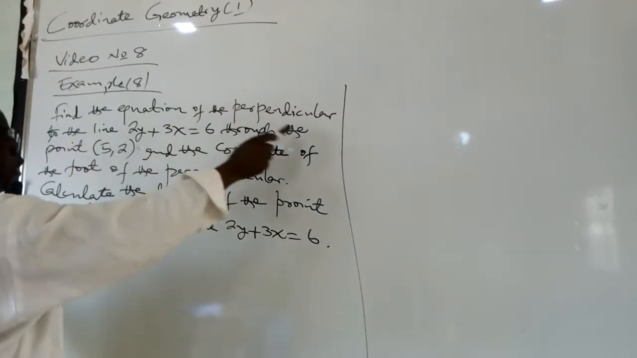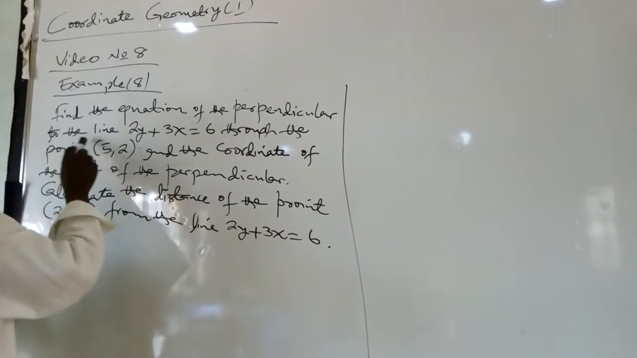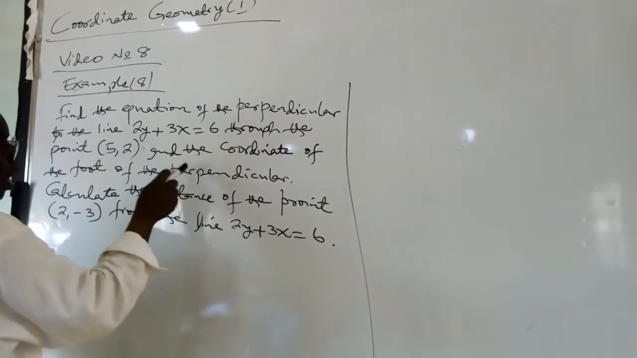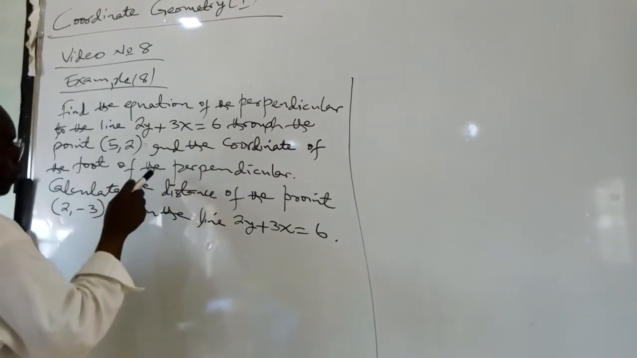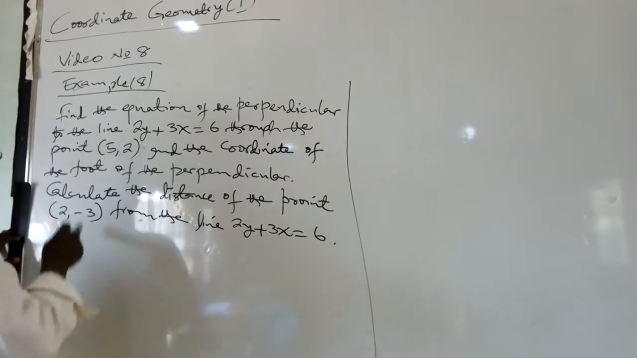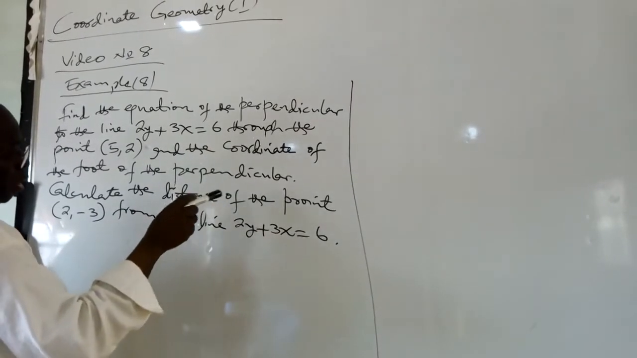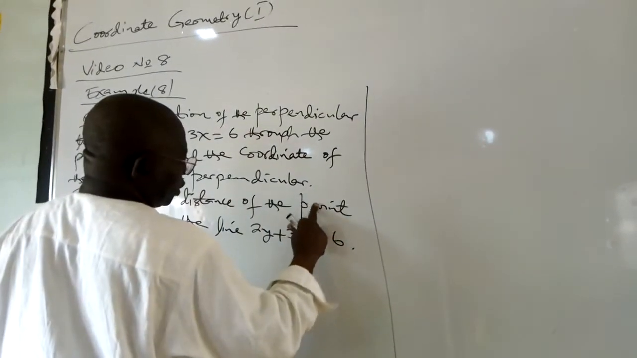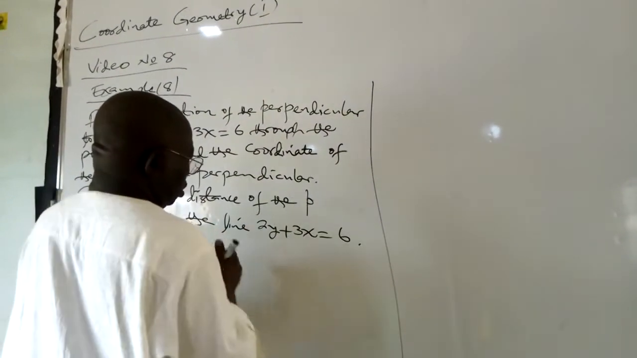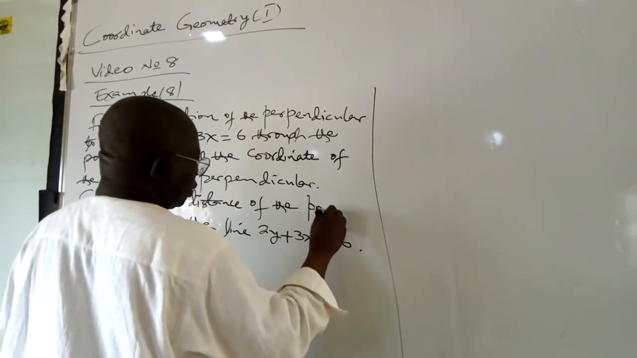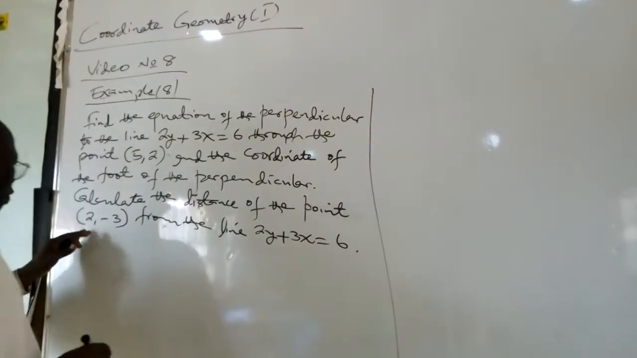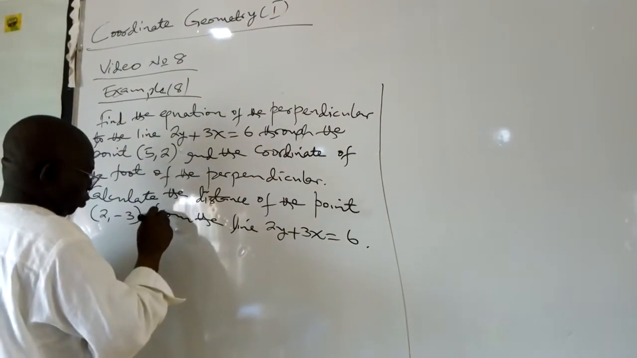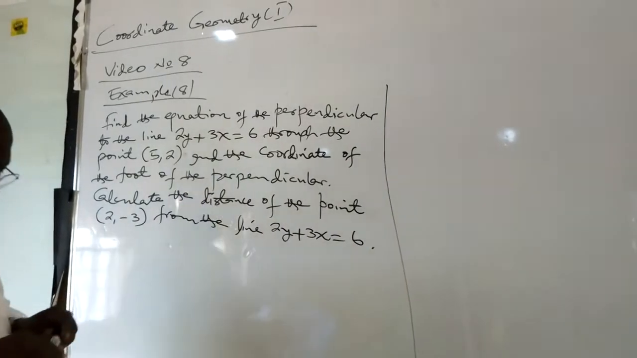Find the equation of the perpendicular to the line 2y plus 3x is equal to 6 through the point 5, 2, and the coordinate of the foot of the perpendicular. Calculate the distance of the point 2, minus 3 from the line 2y plus 3x is equal to 6. This is the question.